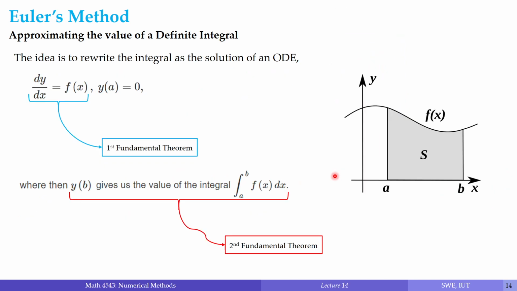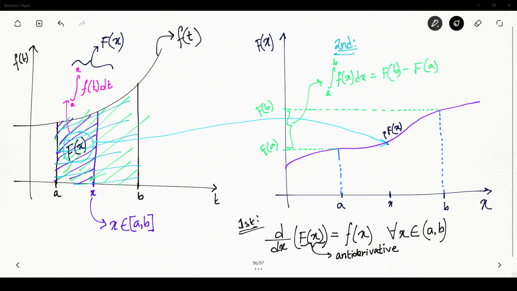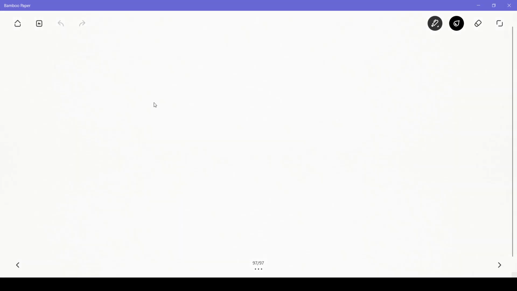Fine. Let's proceed. So how do we utilize Euler's method in order to approximate the value of a definite integral? Instead of looking at the slides, why not go back to our bamboo paper and do it by hand? Okay, now that we are back, let's go. Let's say we want to find the value of an integral I, which is defined as the integration of a particular function f of x with respect to dx from the lower limit a to the upper limit b. Okay, so we write it a bit more clearly.